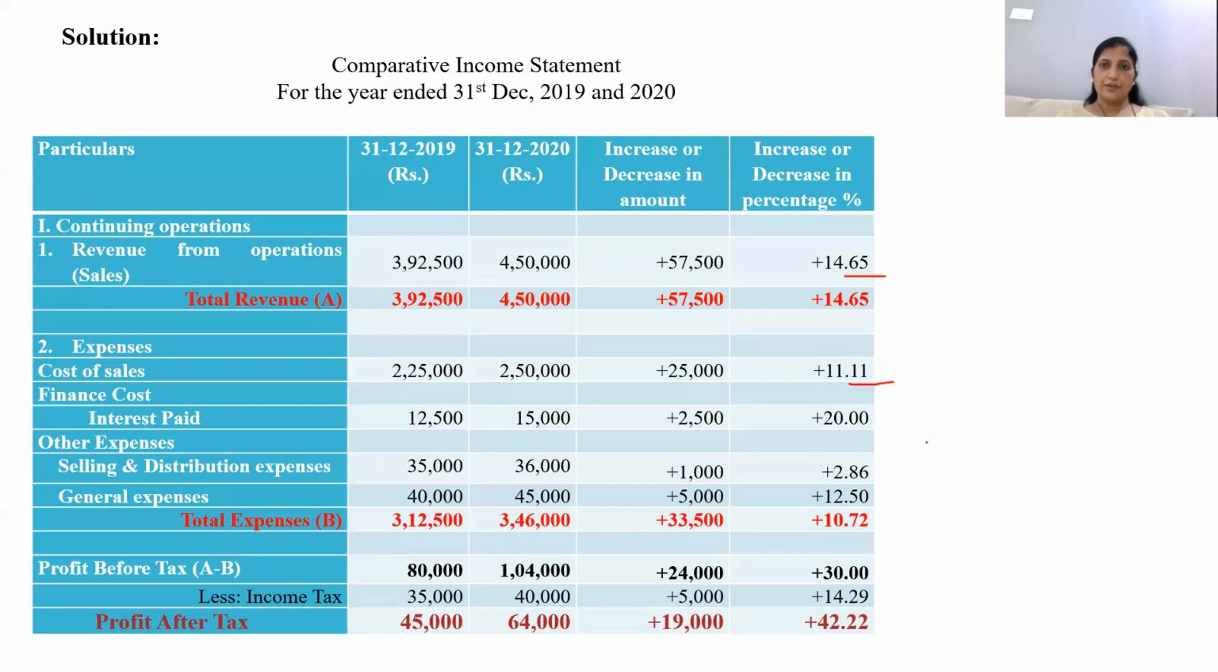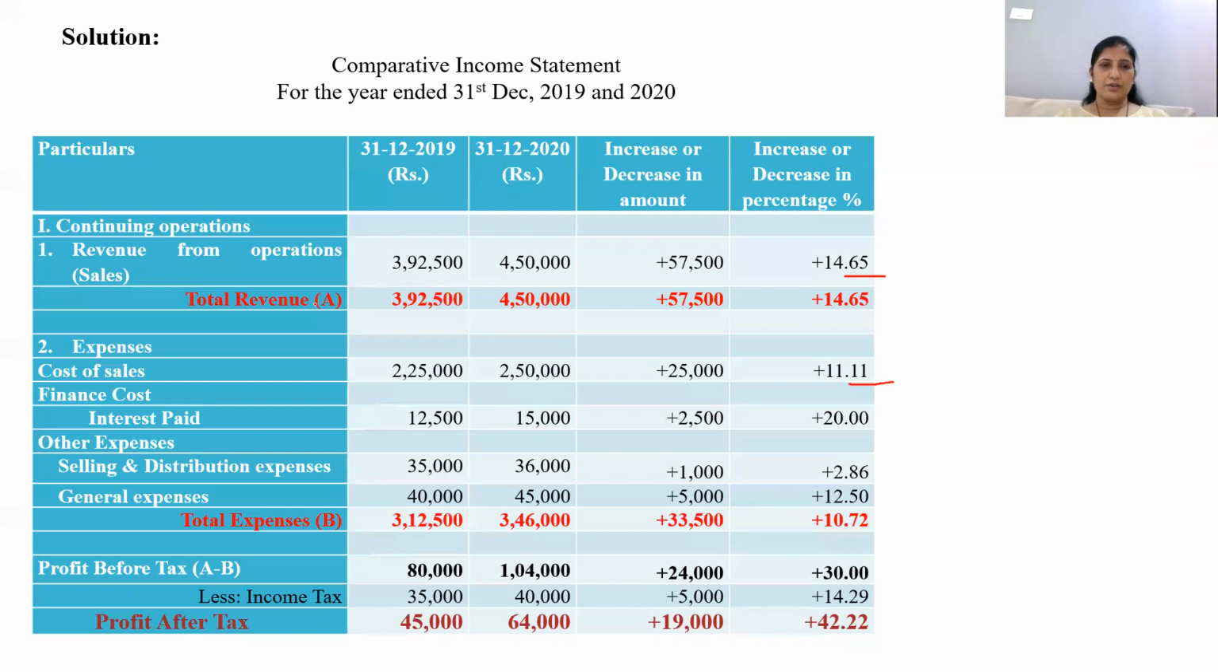So got it, all of you? This is how you will be preparing the comparative income statement. In the first column, you have particulars. The format will remain the same. Second column, you are going for the figures of 2019, the previous year, and the current year. Current year is 2020, the figures you are taking over here.